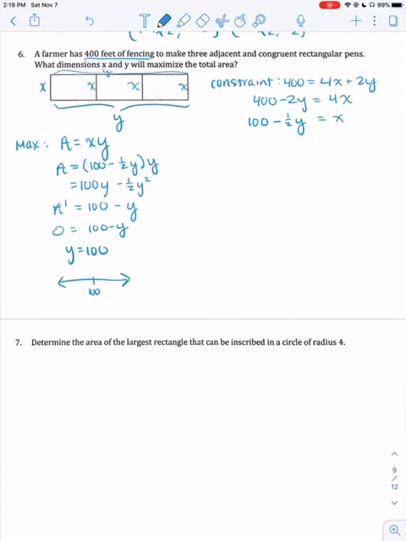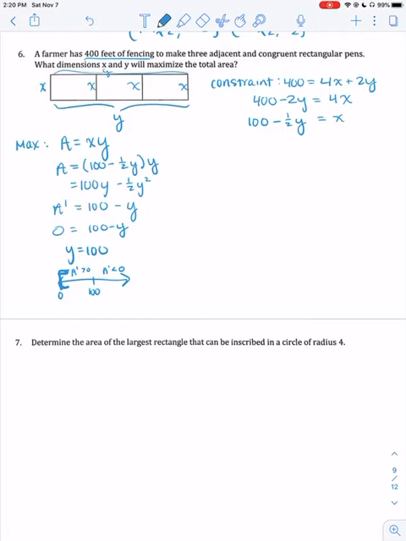100, and let's see, think about again the domain here. Would it make sense for y to be any negative number? No, so it's kind of nice to show that it would stop here at 0. Okay, and then you test, and in this region we get A prime is positive, and here A prime is negative. So we switch from increasing to decreasing, which means that 100 is indeed a maximum.